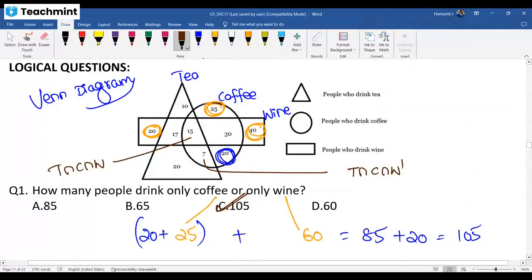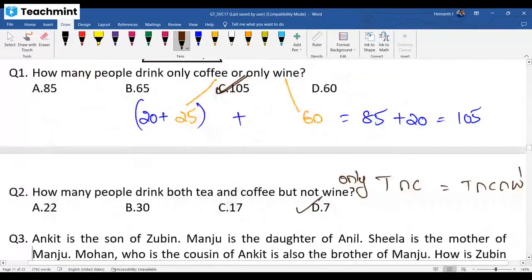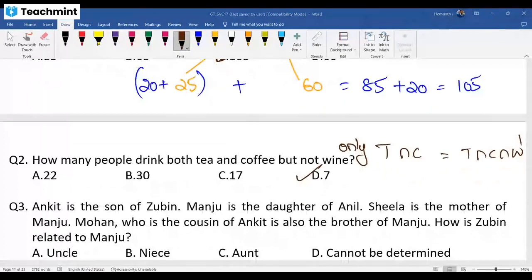This 10 is only tea, not allowed. Tea and coffee intersection of these two is 15 and 7 only, two values. Circle and triangle intersection is 15 and 7 only. This 15 involves wine, that 7 does not involve wine. So tea and coffee, but not wine, is 7 only.